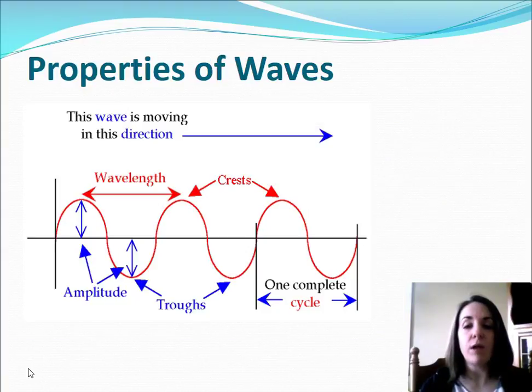So just some terminology with waves. A wavelength is the distance between two crests. The crests are the tops of the waves and the troughs are the bottom. A complete cycle is from one full wavelength, so a full crest and a full trough.